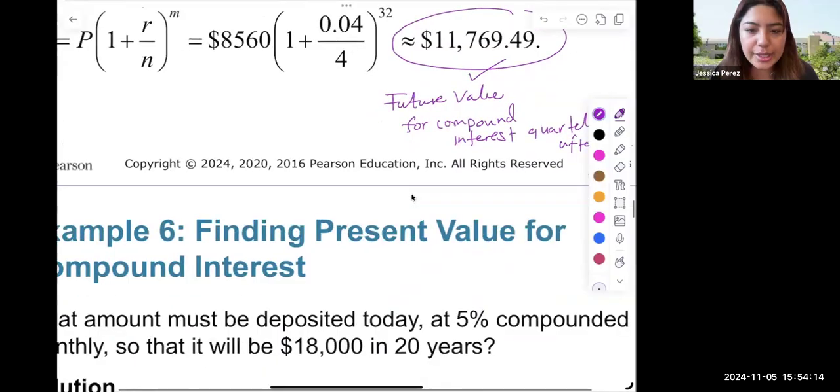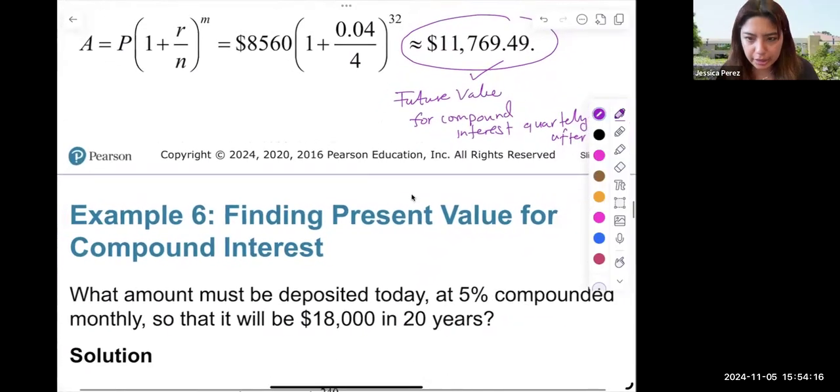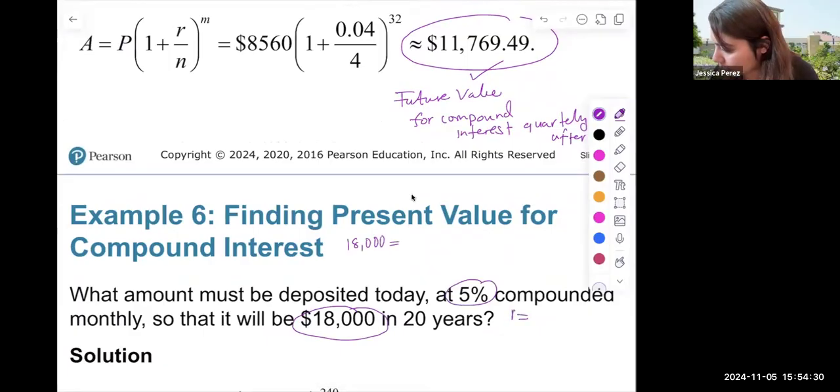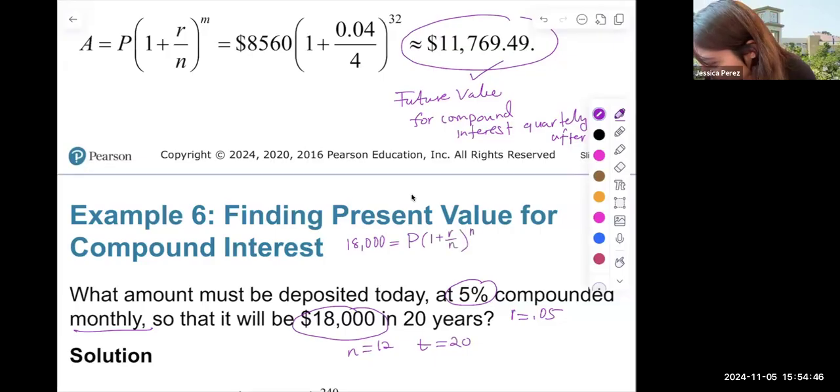Now, what if we're finding the present value for my compound interest? Now you know what A is, you're finding P. So this is your value of A, 18,000. 5% is my rate, so the rate is 0.05. Compounded monthly, N is 12 because it's monthly, and T is 20. Now I don't know what the value of P is. So I'm going to do P times (1 plus R over N) raised to the NT.